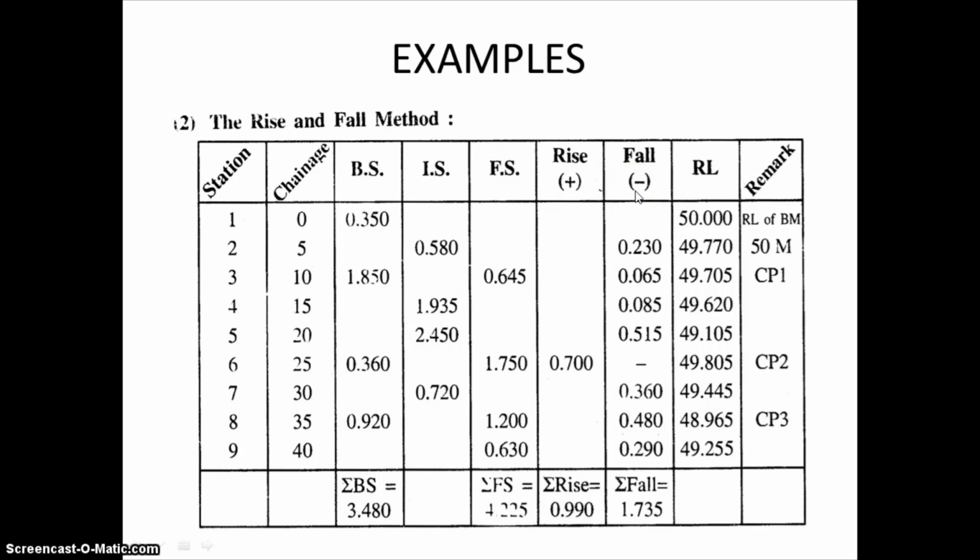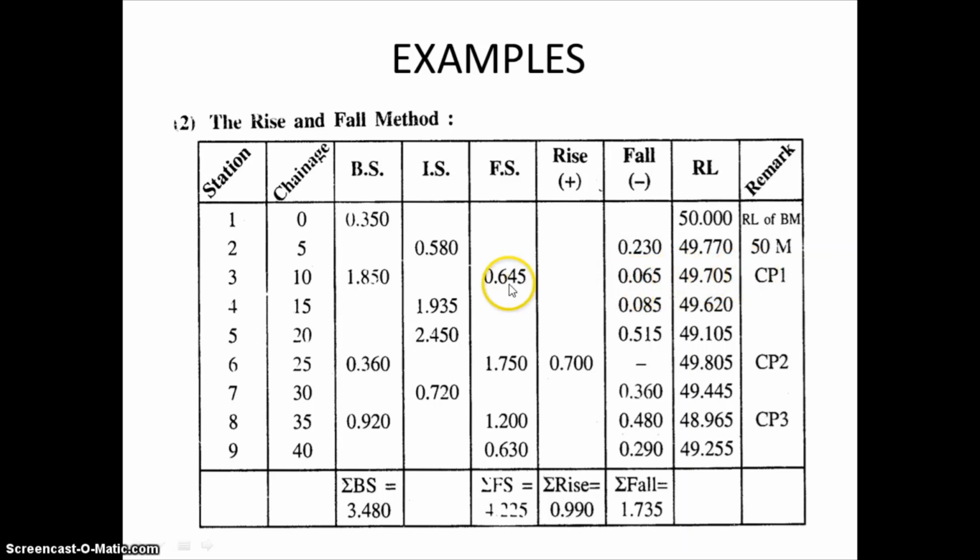The same way that we already discussed, you take station number 1 and 2 level difference, 0.350 minus 0.580. Because we are taking the difference, that's why I have done the minus. You will get a negative value, which indicates the fall, that is 0.230. So you have to enter it in the fall column. This indicates that there is a valley. Now take station number 2 and 3 level difference: 0.580 minus 0.645. Again you are getting a negative value, which indicates a fall. You have to enter it in the fall column.